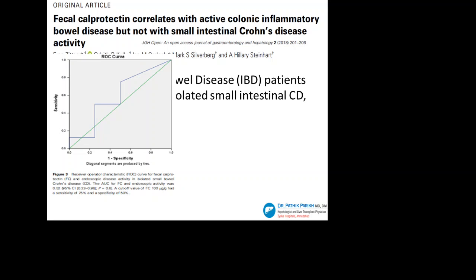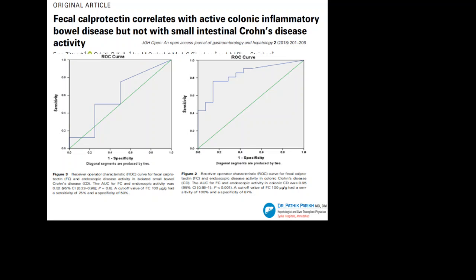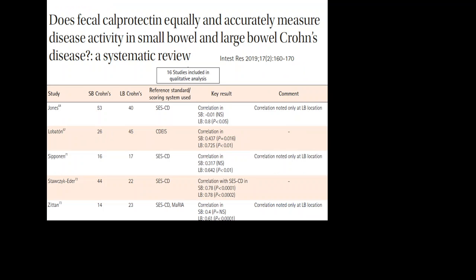If we see the ROC curve for isolated ileal Crohn's disease, you can see the AUROC is just 0.52, and it is not useful, while when we use it for colonic Crohn's, it is quite good, and the AUROC was 0.95.